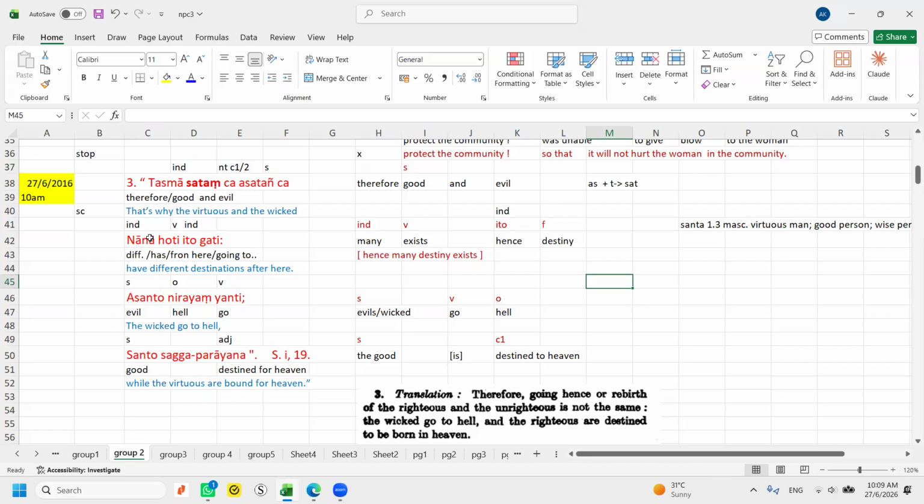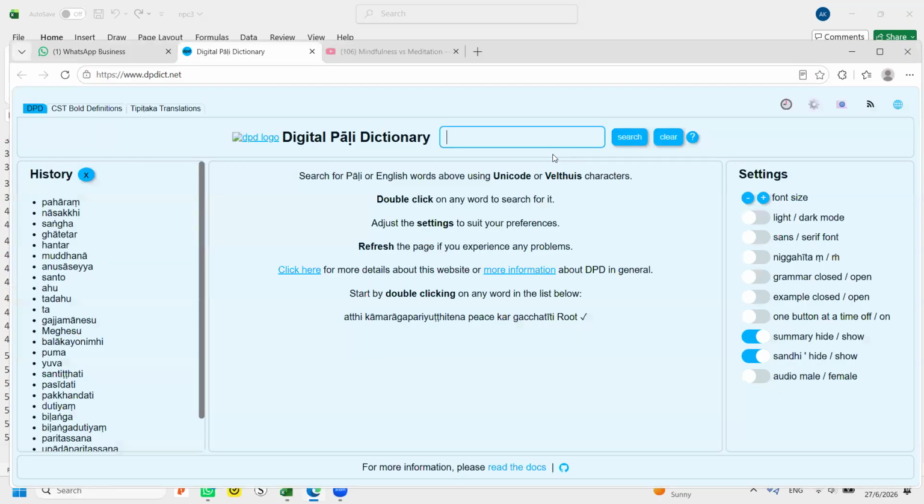So the next line, if you see the word nana is indeclinable. Hoti, there's a verb here. And then ito is also indeclinable. The word gati is a feminine noun. The word nana has multiple meanings. If you look in the dictionary, it can mean many, it can mean different. So let's go to the dictionary to check nana, N-A-N-A.